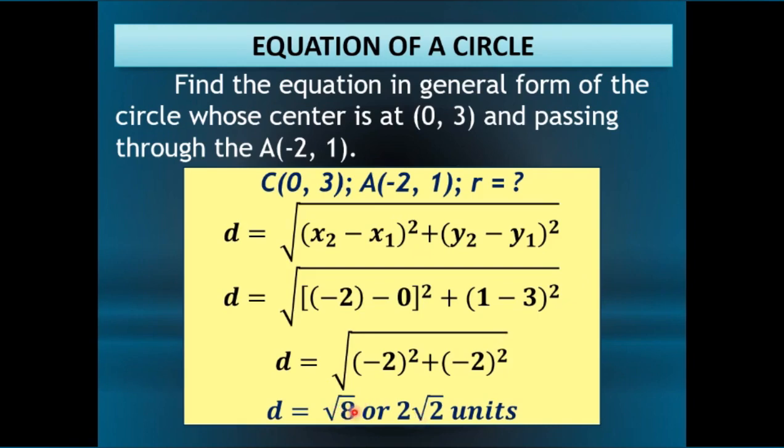For the square root of 8, the factors are 4 and 2, wherein 4 is a perfect square. So we take the square root of 4, that becomes 2, and we still have another 2 inside the radical sign. So it could be the square root of 8 or 2 times the square root of 2 units. And this distance is already the length of the radius.